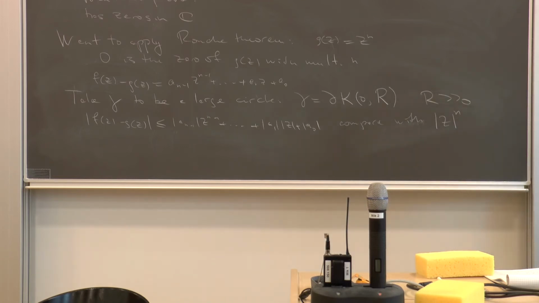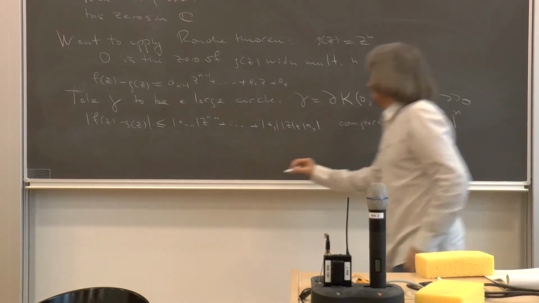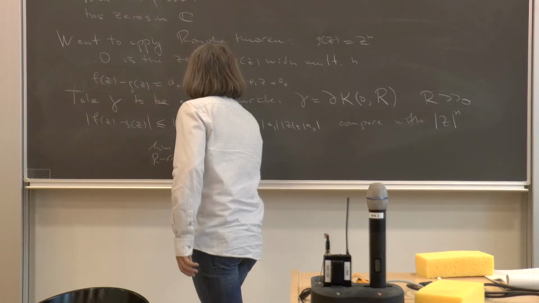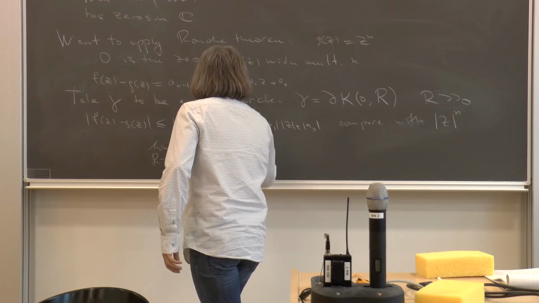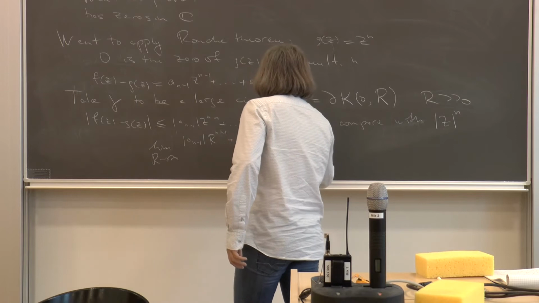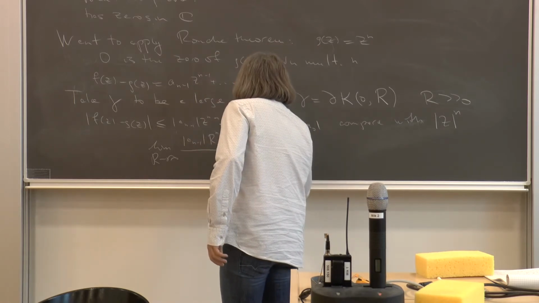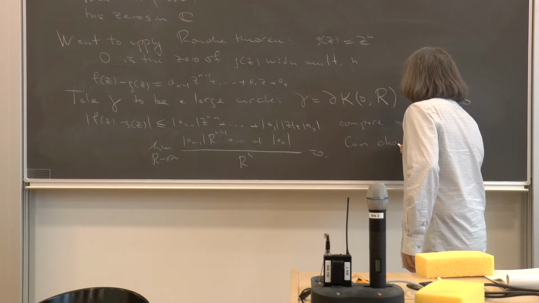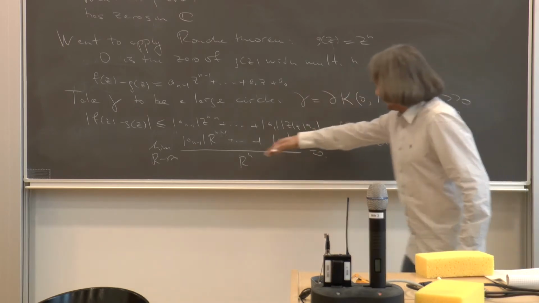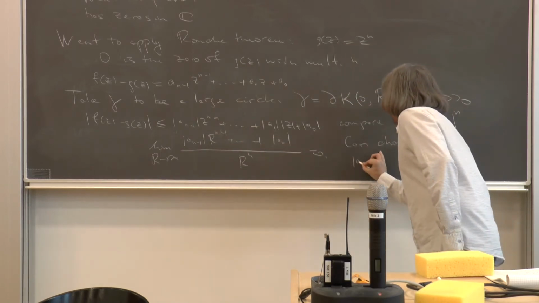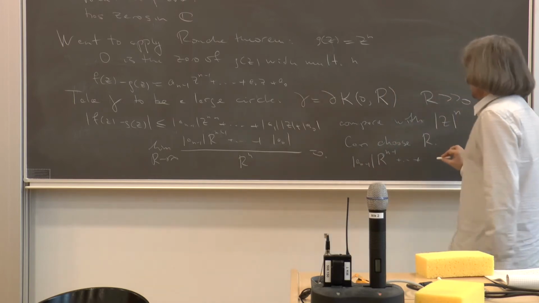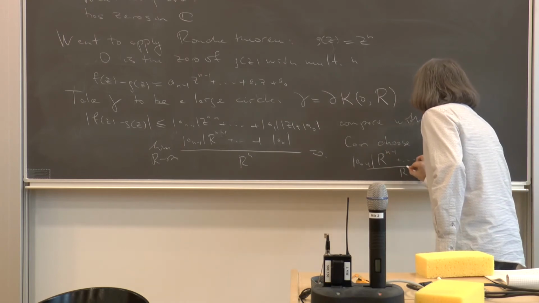And you know, the limit for r going to infinity of this expression divided by r to the n equals 0. So in particular, I can choose r in such a way that this expression is strictly less than 1.